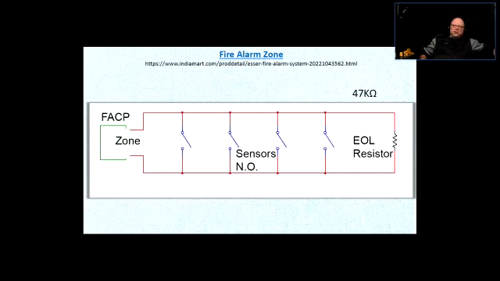Nomen omen. What's nomen omen? It's a Latin expression meaning the name of the thing describes its function. So as the name suggests, it's an end of line resistor. When the zone is at rest, the panel sees the resistance of the end of line resistor. It senses that resistance and thinks, in quotes, that the zone is good, fully functional.